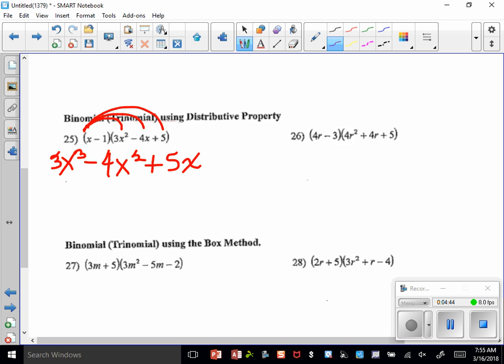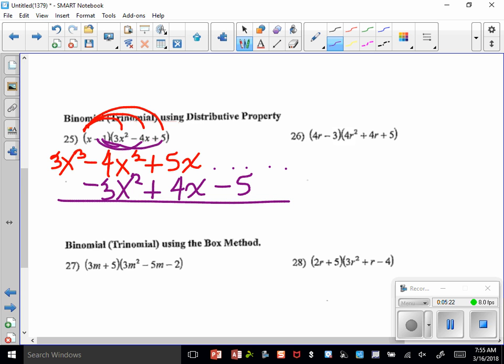Okay, then we take the -1, multiply that by all 3 terms. So 3x squared times a -1 is a -3x squared. And I'm going to use the vertical method, so I'm just going to line the like terms up as I go. You can continue to go this way if you like. Doesn't matter if you want to continue to go horizontally. It doesn't really matter. Then I'm going to multiply the negative 1 times the negative 4x. So that's going to give me a positive 4x. And then the negative 1 times the 5, that's going to give me a negative 5.